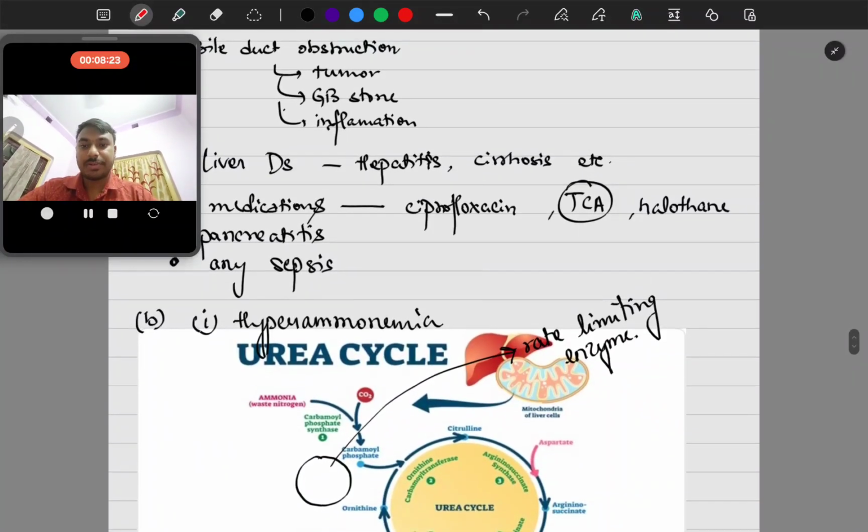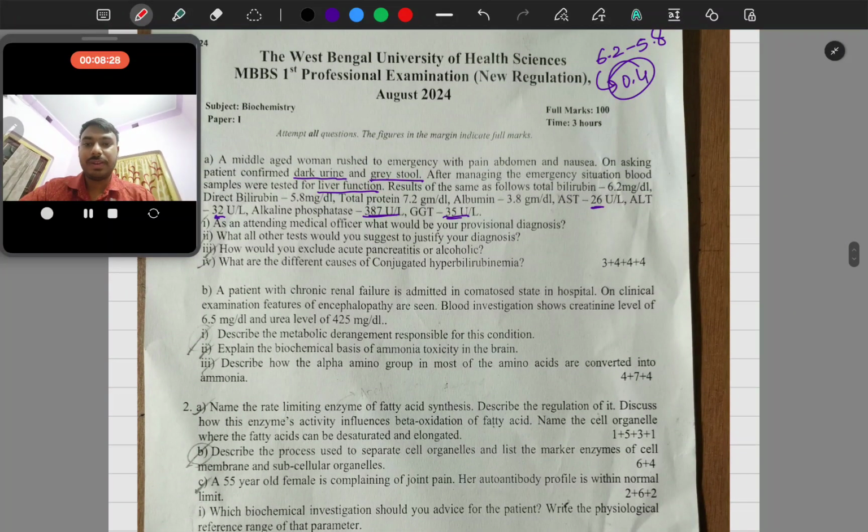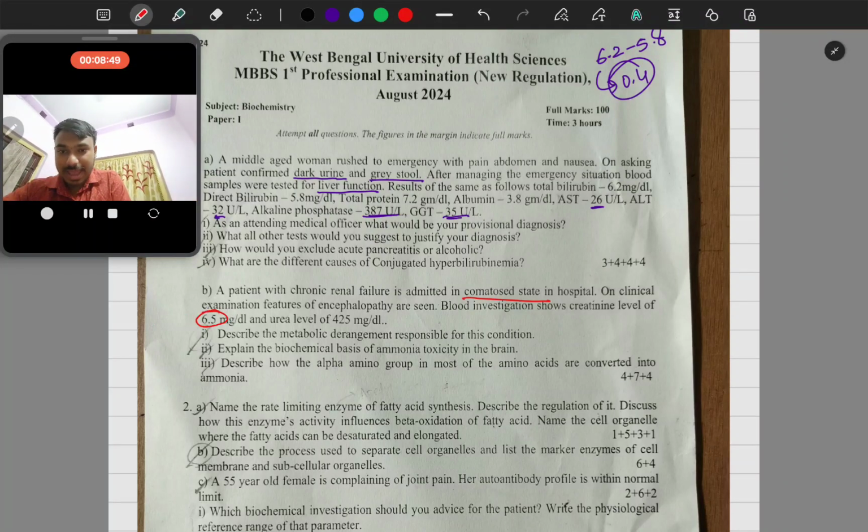Now the second question is, a patient with chronic renal failure is admitted in a comatose state in hospital. Here the point is comatose state in hospital. On clinical examination, features of encephalopathy are seen, and blood investigation shows the creatinine level of the patient is 6.5 milligram per deciliter, which is high. Okay. And a urea level of 425 is definitely much higher. So first question, describe the metabolic derangement responsible for this condition?